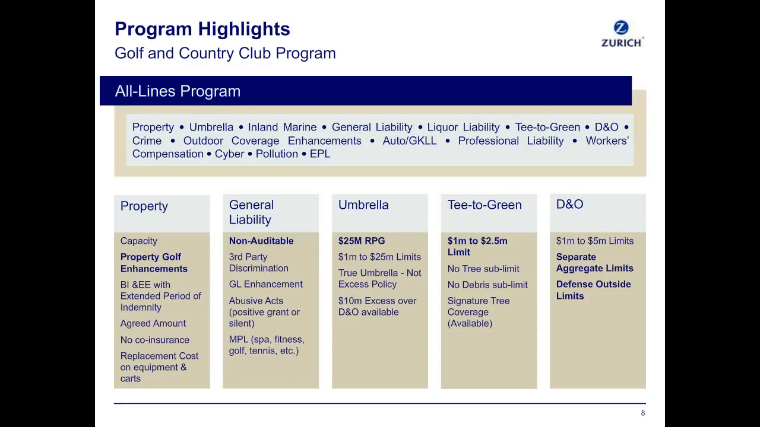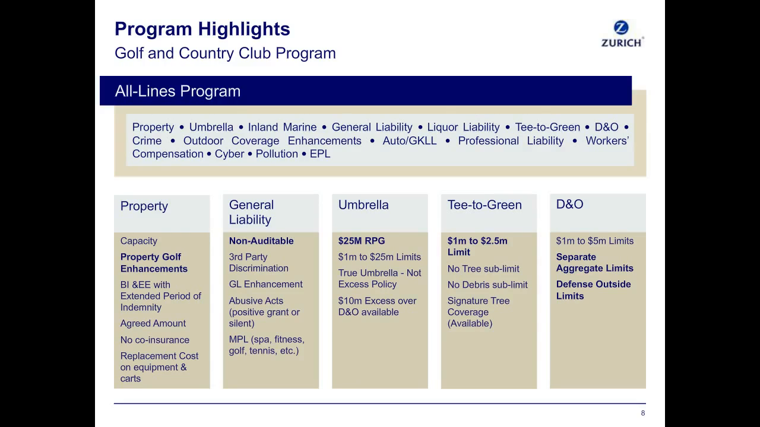And our GL enhancement. We add members as additional insureds, and we also include miscellaneous professional liability for fitness trainers, spa employees, and golf and tennis professionals. We can also include sexual abuse and molestation coverage as part of the general liability. And we also include it for mostly the private clubs that have daycare or day camp operations or junior golf clinics.